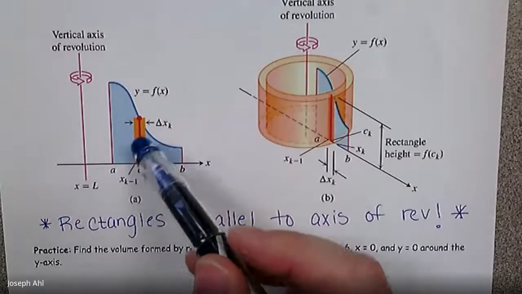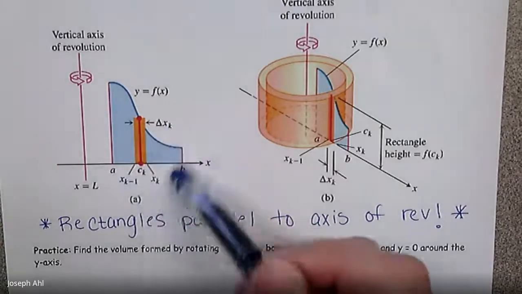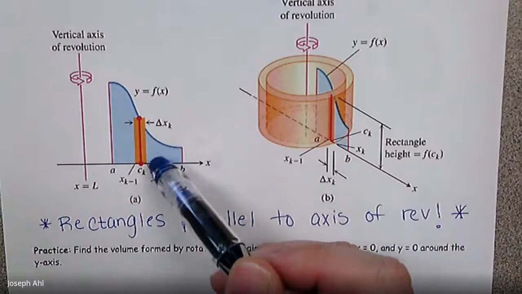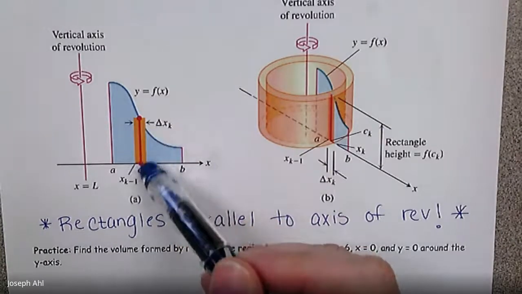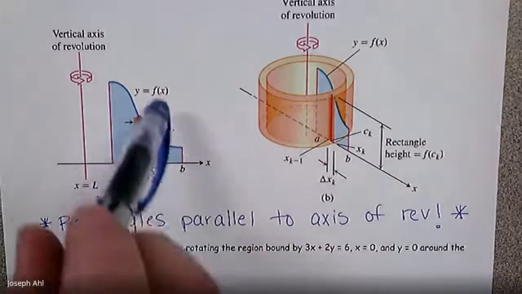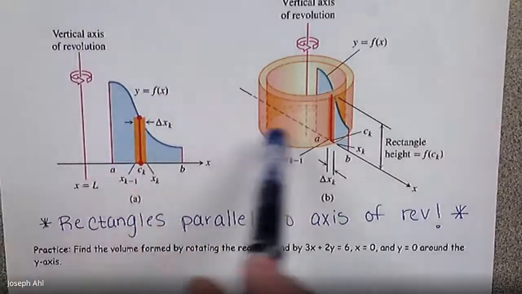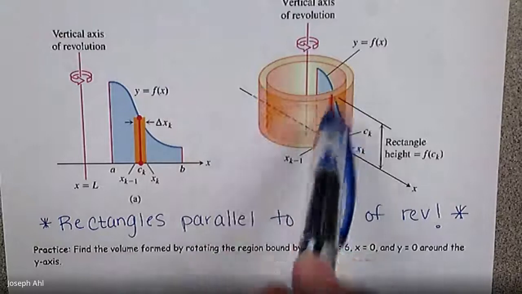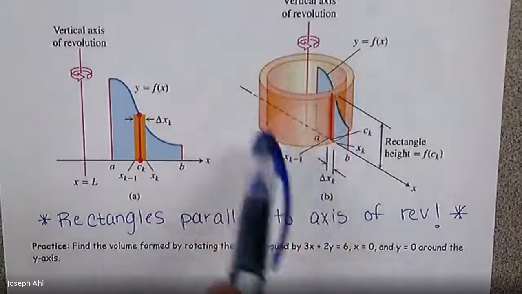Okay, so if I were to spin this around the horizontal x-axis, this would be a disc right here, and the rectangle will be drawn perpendicular to that axis. But as I spin this around the y-axis, you can see that this is the resulting figure right here. Notice how that rectangle is parallel to the axis of revolution.